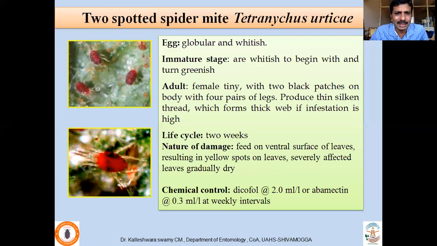Okay, as a result of that, yellow spots appear on the upper surface, and severe infestation may lead to gradual drying of the leaves and they may fall off. So some of the common acaricides used are dicofol, abamectin, fenazaquin, 1.5 ml per liter of water or so.